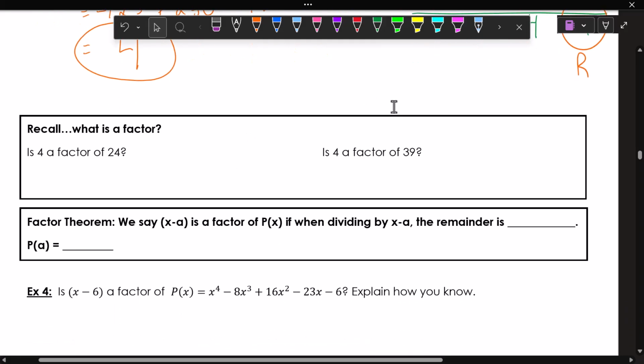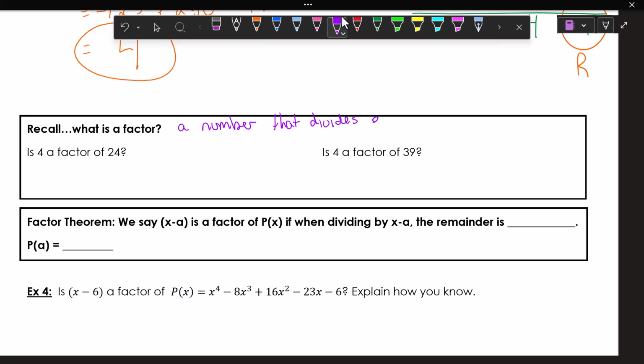All right. What is a factor? A factor is a number that divides evenly into another number. So is 4 a factor of 24? Yes, because 4 times 6 equals 24. It's a factor. We can see it.